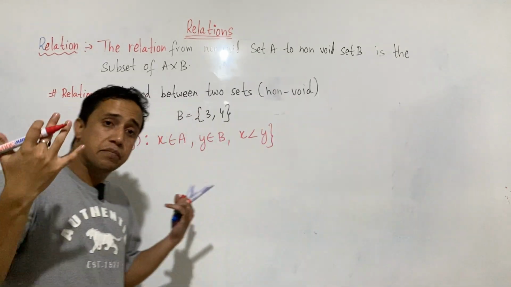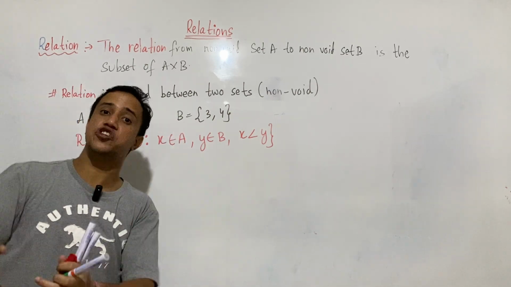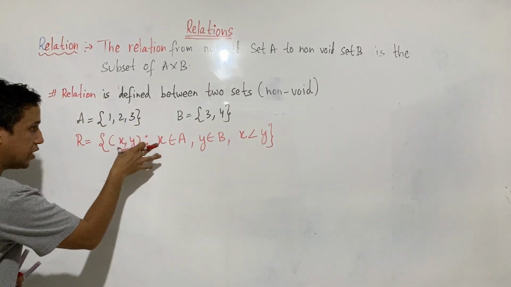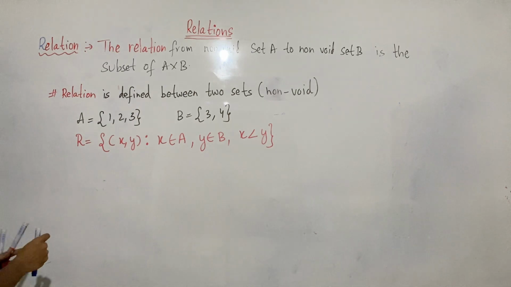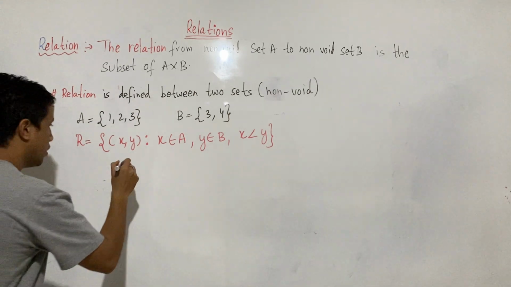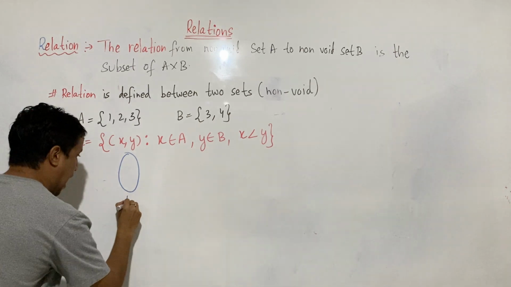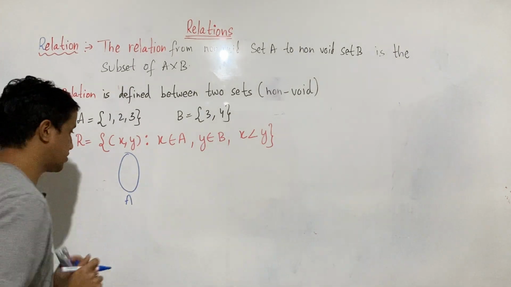Okay, now whenever you solve the question, the relation is already defined in the question. Here the relation is already defined. Now what I will do here is that I'm given the sets, so I will use the visual representation of these sets.